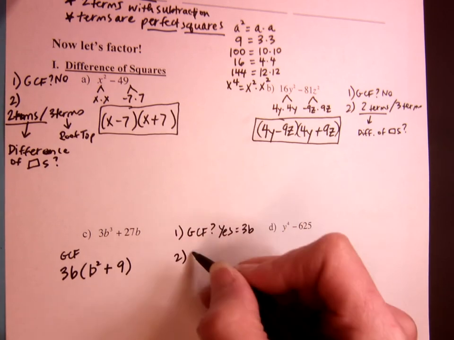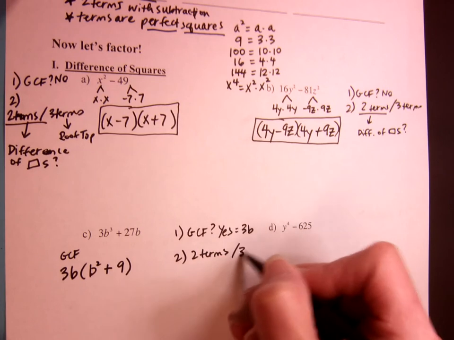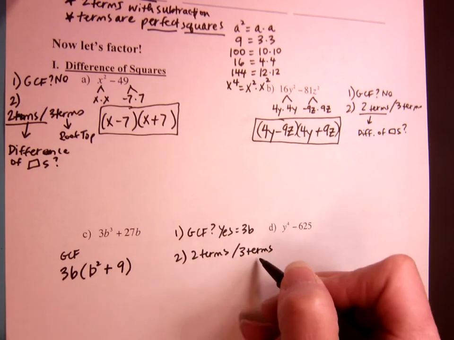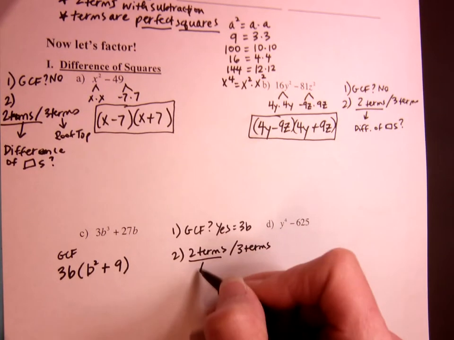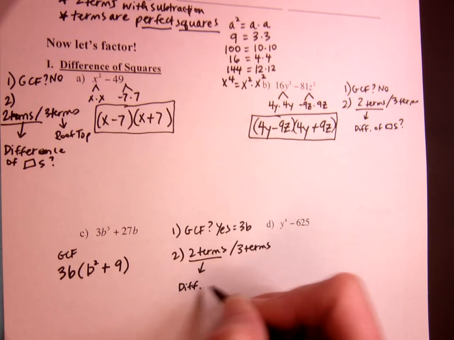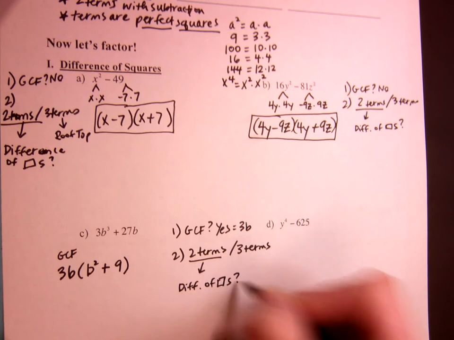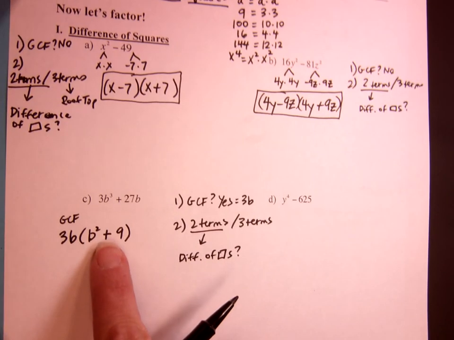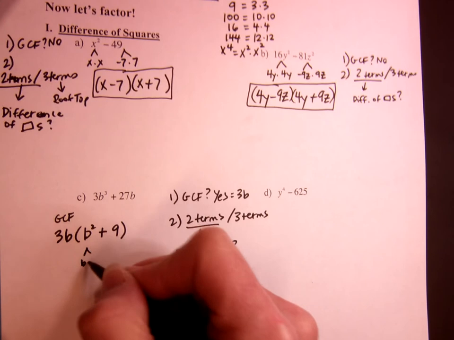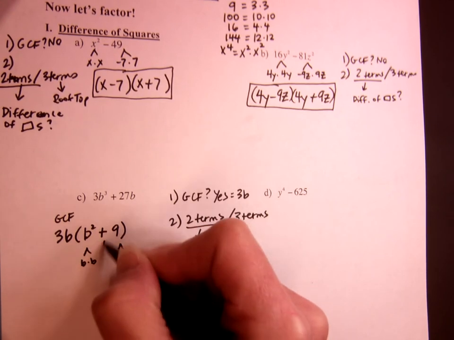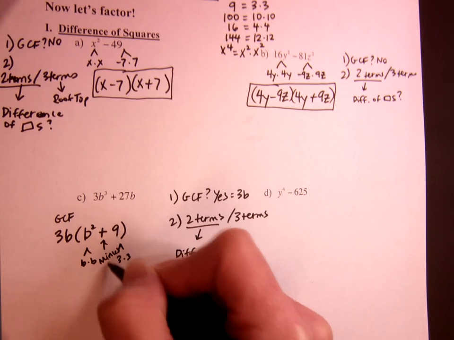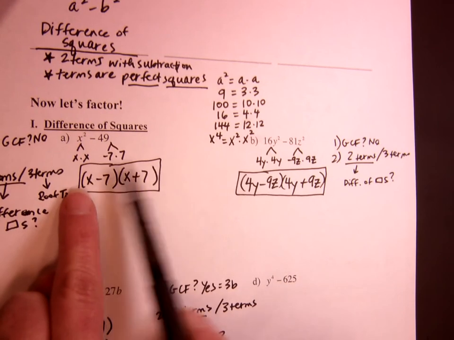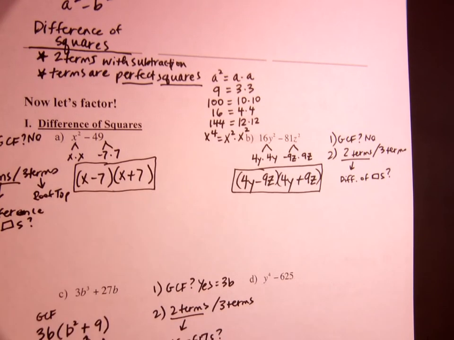So, are there 2 terms or 3 terms? There are 2 terms. If there were 3 terms, remember, you would do rooftop. But there are 2. So now you ask yourself, is this the difference of squares? The b can go, right? And the 9 can go, but is this a minus? Does it have to be a minus? So that when you multiply this one right here and this one right here, the middle term will go away. That's why it has to be a minus. You can't factor in addition.